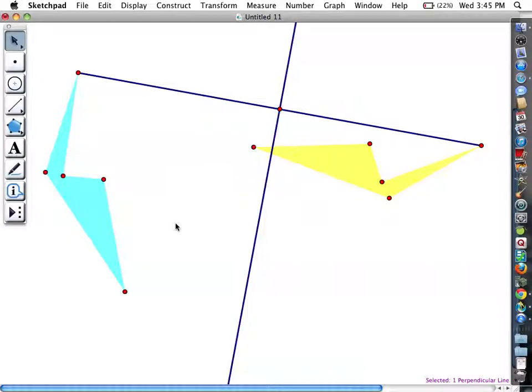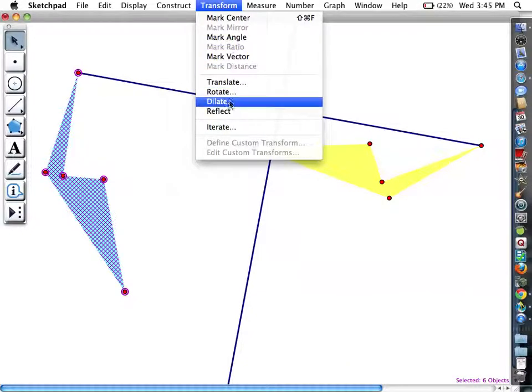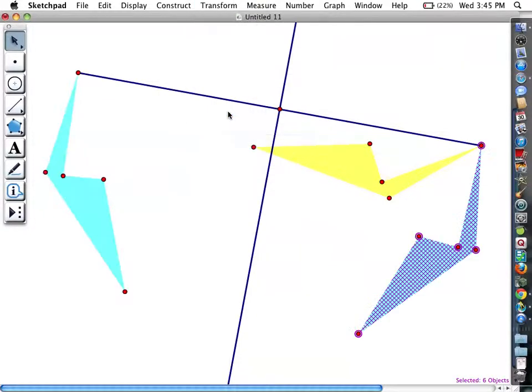Okay, now that I have a reflection line, I'm going to select the interior of the blue polygon as well as the vertices of the blue polygon. And I'm going to reflect that over the reflection line. Okay, so here comes my first reflection. And that first reflection basically maps one vertex of the blue figure onto the corresponding vertex of the yellow figure. So I still have 2 reflections that I can play with.